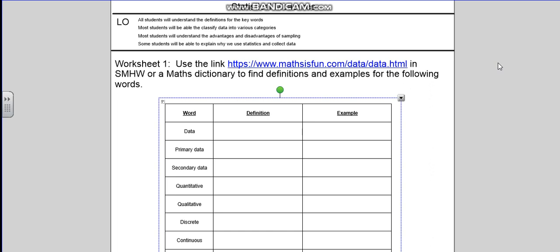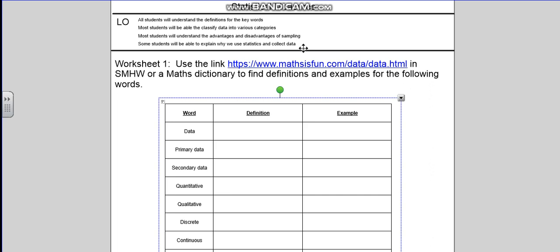Good morning, Year 8. So we are finished with sequences and we are moving on to statistics, okay? And we're specifically looking at statistical measures. So today it's all about learning keywords, learning their definitions, examples. We're going to look at some advantages and disadvantages of sampling and why we collect data and why we use statistics, okay?